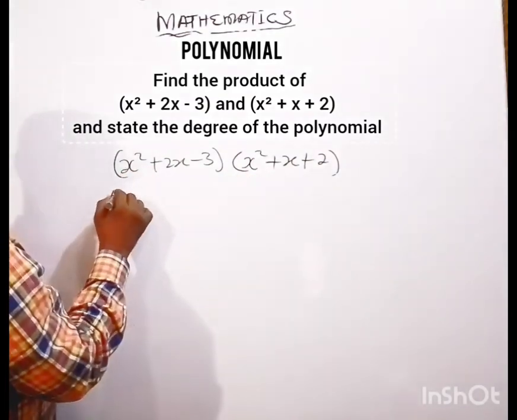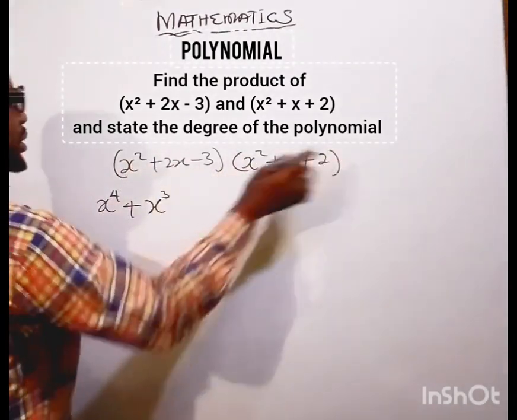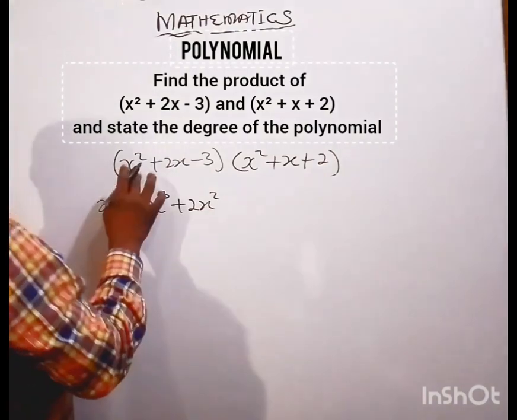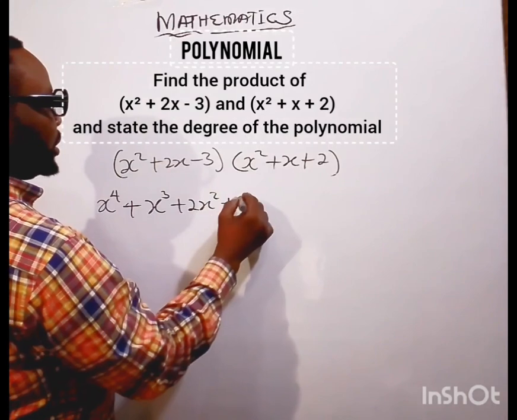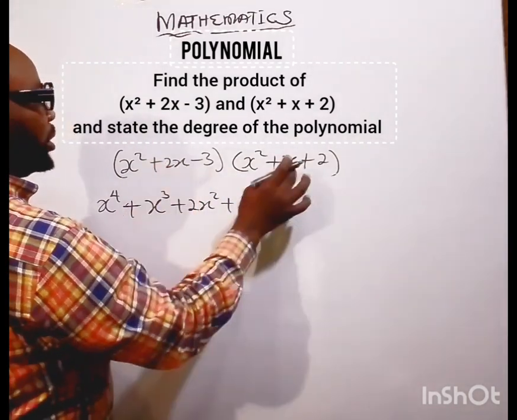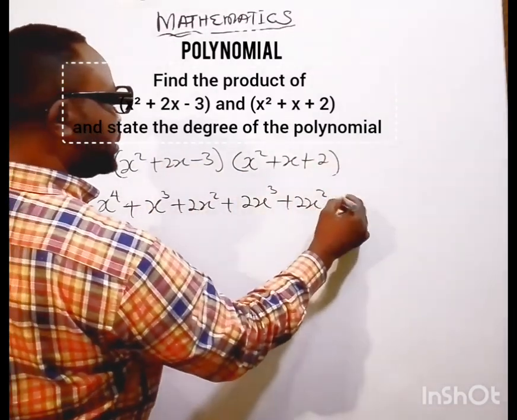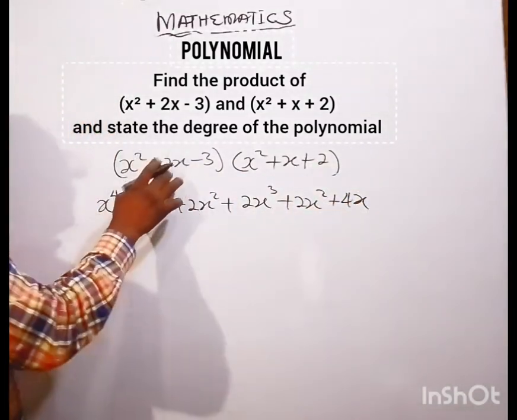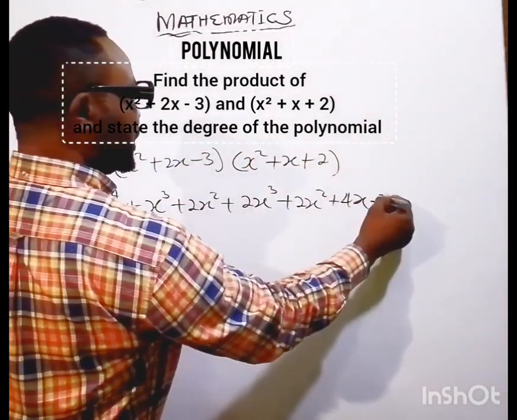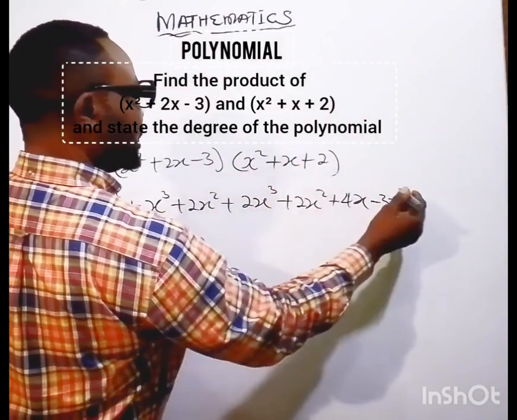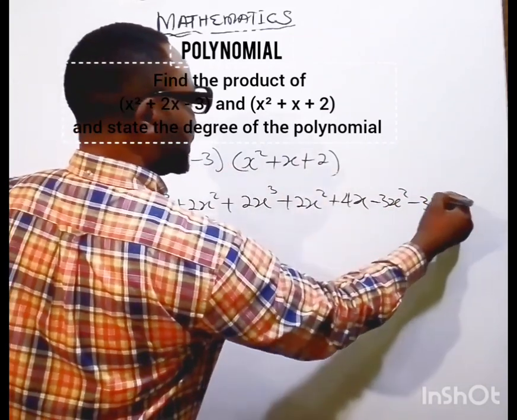That will be x raised to the power of 4 plus x raised to the power of 3, x squared times 2x, that's plus 2x squared. I've used this to multiply everything. I come here, that's plus 2x times x squared, that's plus 2x raised to the power of 3, plus 2x times x, that's plus 2x squared, plus 2x times plus 2, that's plus 4x. I've used this 2x also to multiply everything. I come to minus 3. Minus 3 times x squared, minus 3x squared. Minus 3 times x, that's minus 3x. Minus 3 times plus 2, that's minus 6.